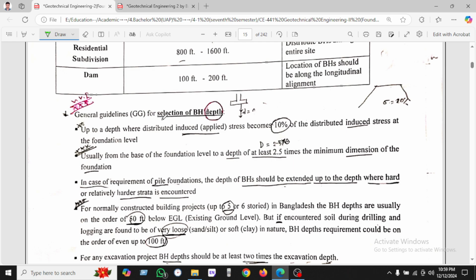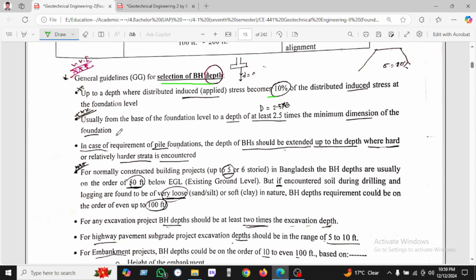Okay, so these are the important things, the general guidelines for selecting borehole depth, which are: up to the depth where the distribution of induced stress becomes 10% of the induced stress at the foundation level, and another point is that usually the depth below the base of the foundation is at least 2.5 times the minimum dimension of the footing.